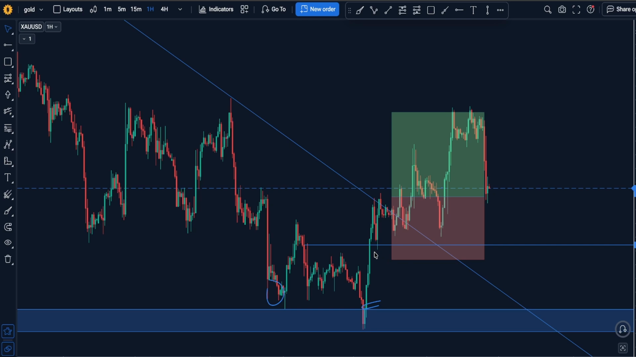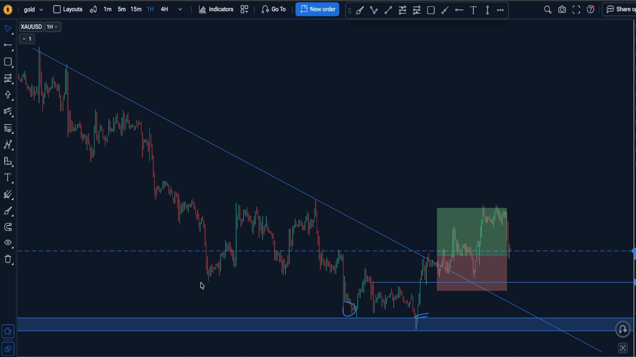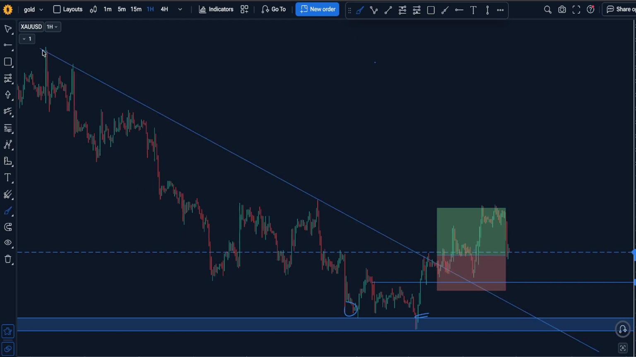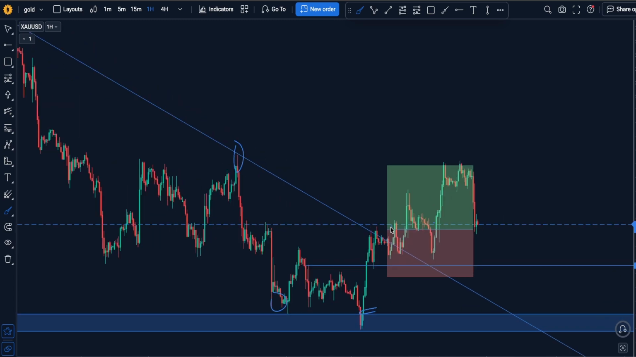Instead of entering early, I waited. The market started showing signs of reversal. I drew my trend line following the downward move. And as you can see, we had a clear 3 touches on the trend line. 1, 2, and 3, making it a high probability setup. Then something important happened. The candle broke above the trend line and closed above it. That was my confirmation that sellers were losing control. Only then did I enter the buy trade.